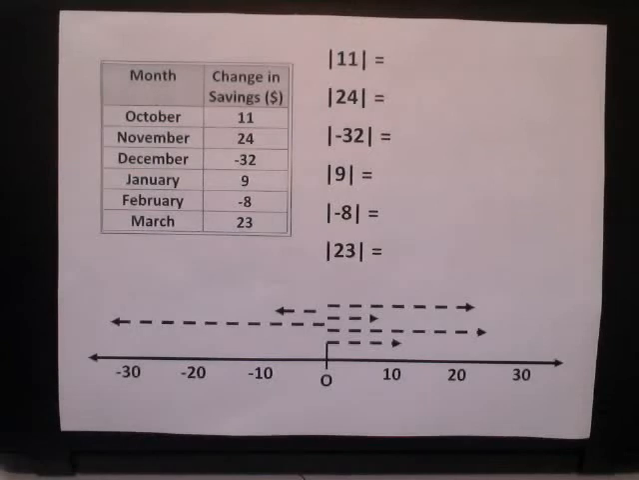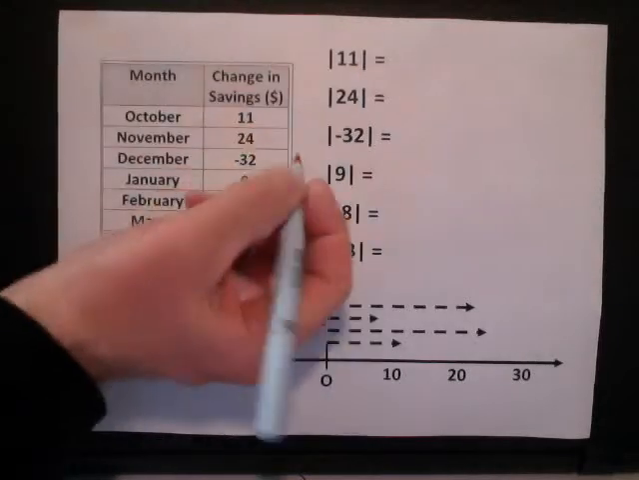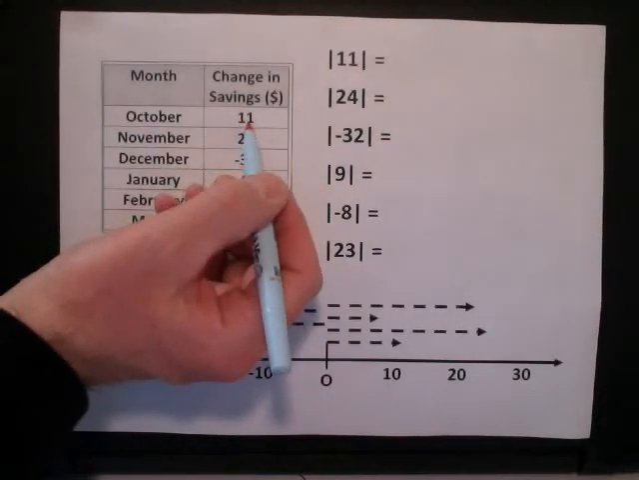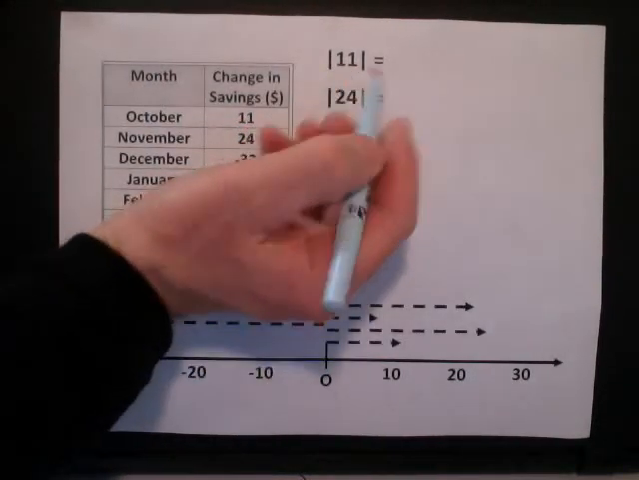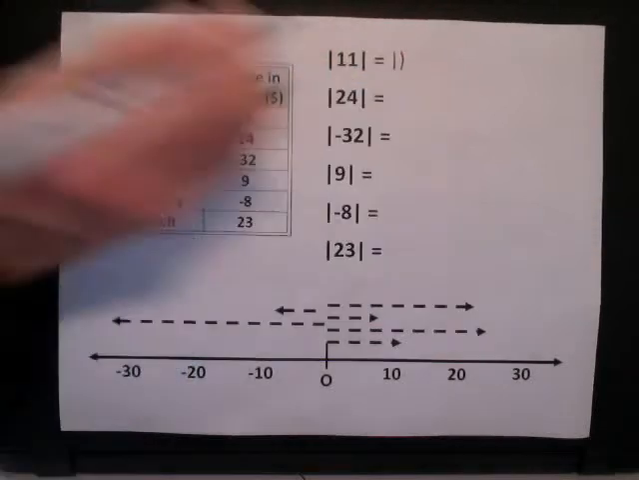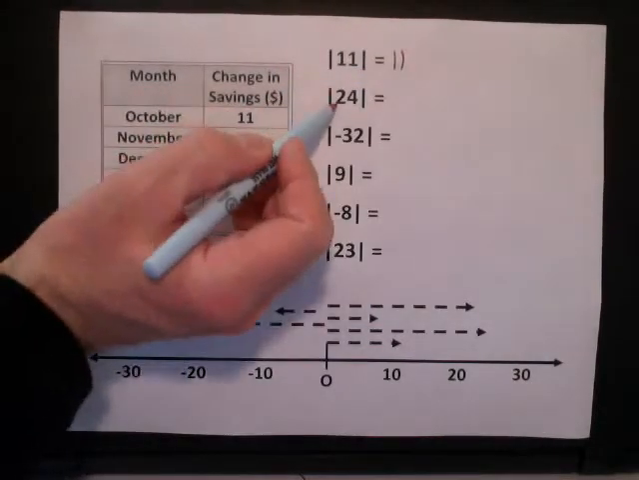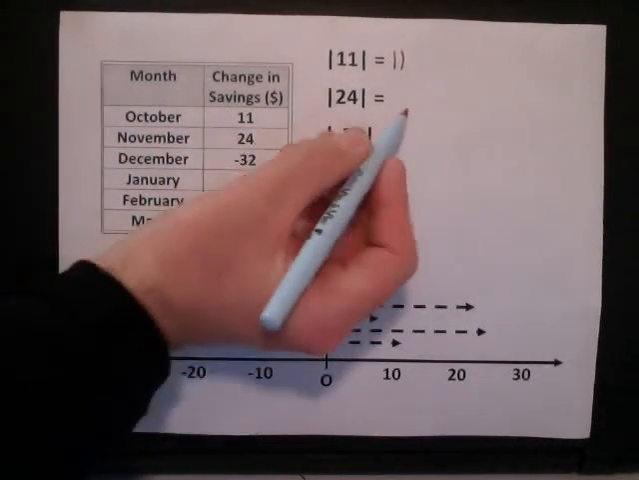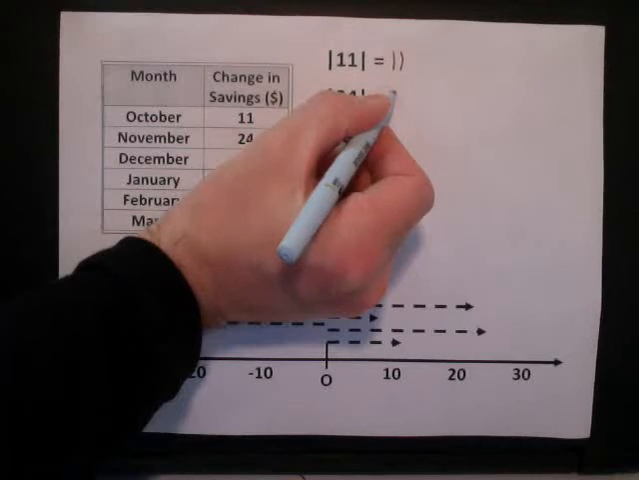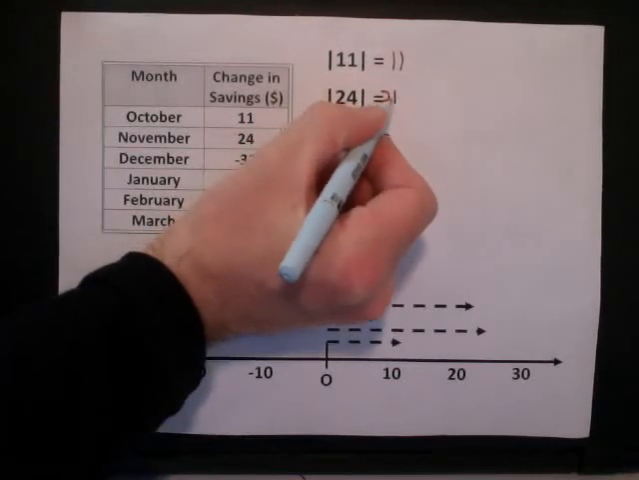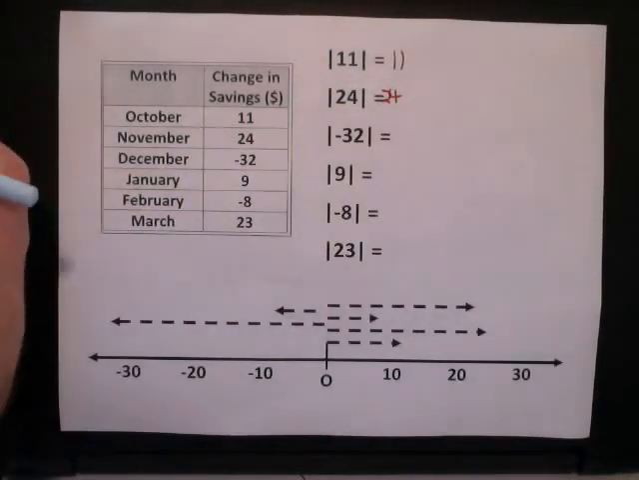Okay? So the first thing that we want to do is create absolute values for each month. Okay? So we're going to take the absolute value of 11, and we're going to say we want the absolute value of 11 and get the whole number 11. We want the absolute value for November's amounts, and that is 24. It's not very good, 24.